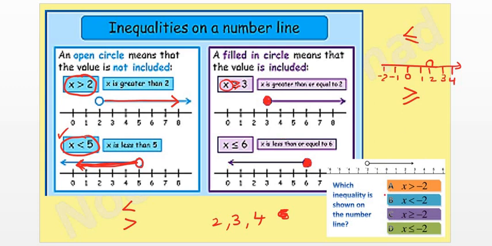Quickly, if you want to have a look at this one, which inequality is shown on the number line? So this is the inequality. Clearly you can see it's on -2, right? And your arrow is going to the right side. That means you need all the values that are greater than -2. So which one is showing the values greater than -2? A is showing x is greater than -2.